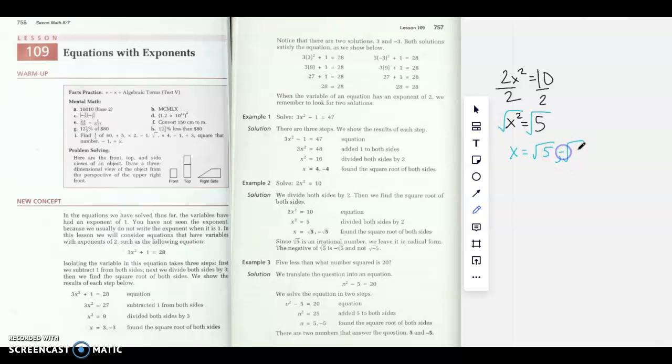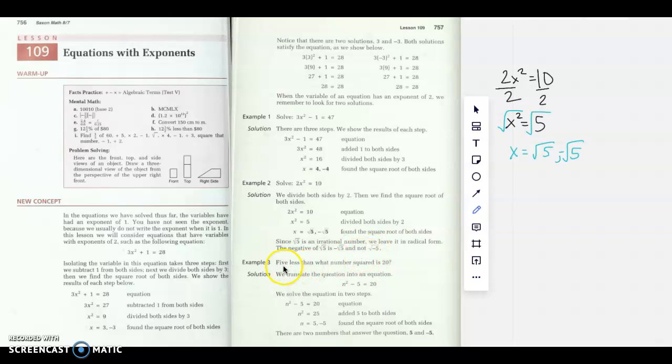We're going to put the negative sign on the outside of the root of 5. And it says right here, since 5 is an irrational number, it means it has a repeating decimal on and on and on. We leave it in radical form. And the negative of root 5 is negative on the outside of root 5, not inside. We don't want to keep our negative sign inside the root.